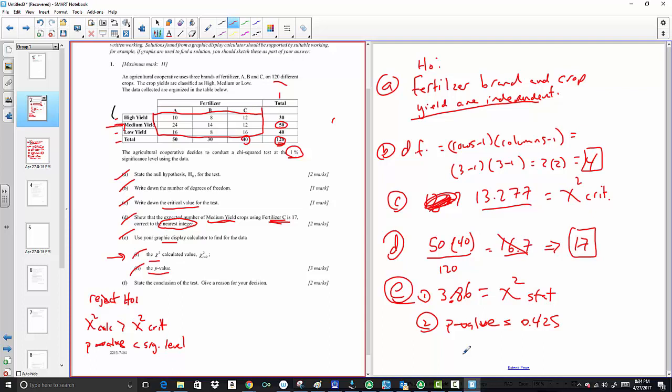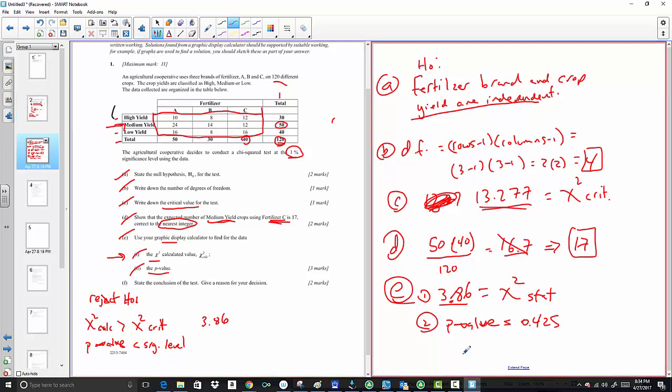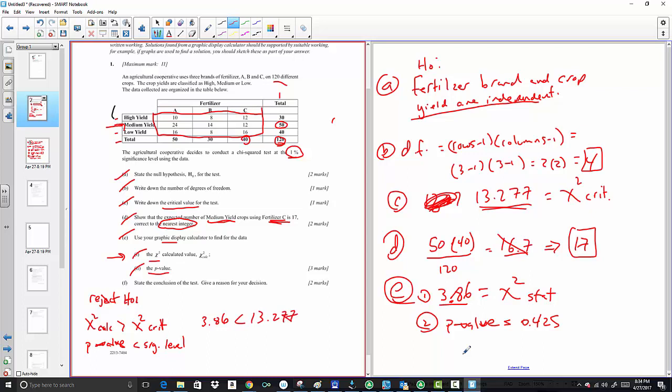Our chi-square statistic is 3.86, and I'm going to say, is 3.86 greater than my critical value? Which it's not. It's actually less than 13.277. All right, so that means we're going to what? We're not going to reject the null because this condition isn't satisfied. We're going to fail to reject the null hypothesis.